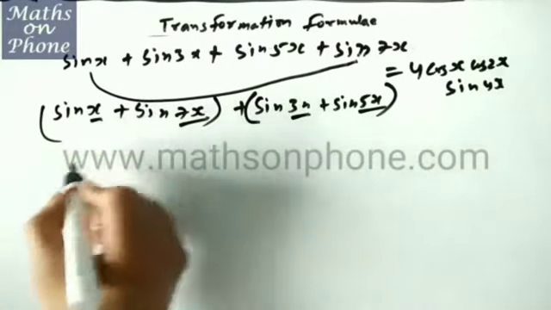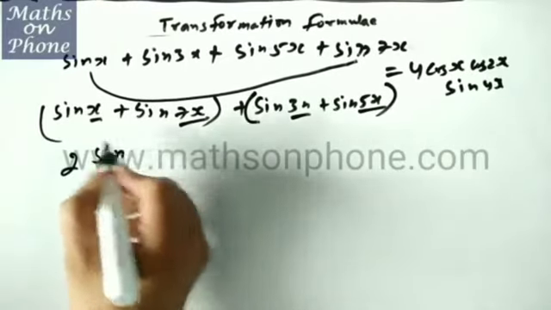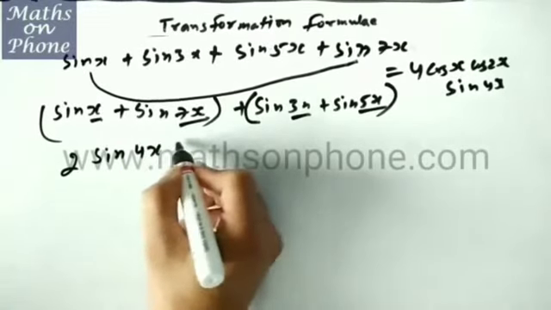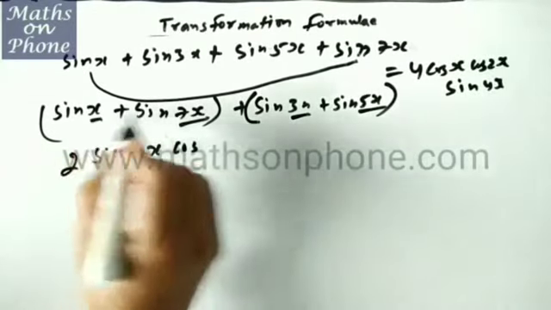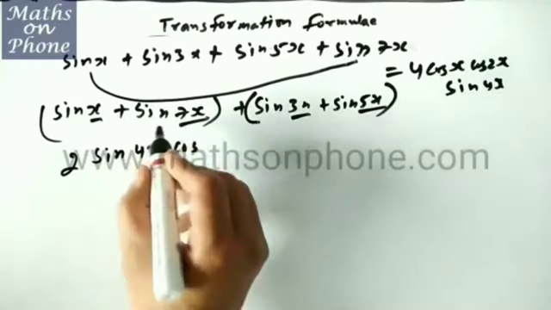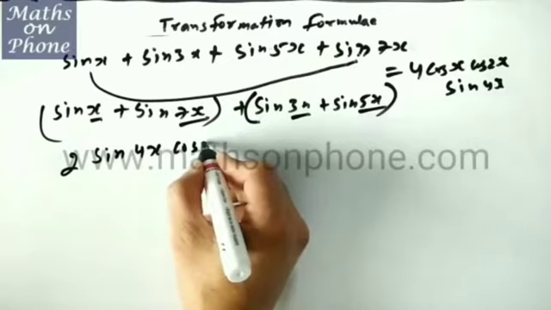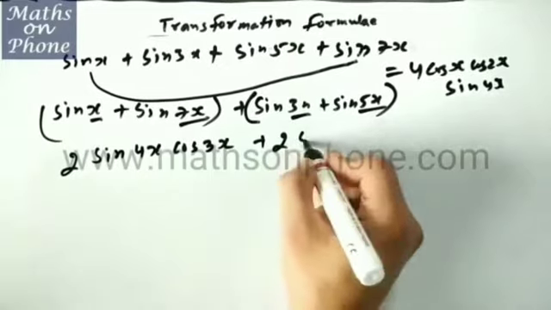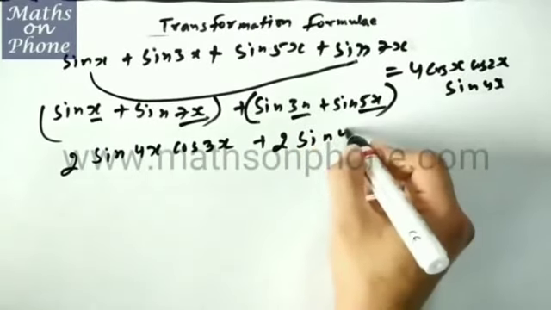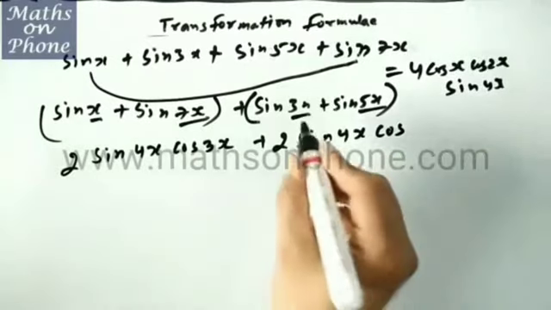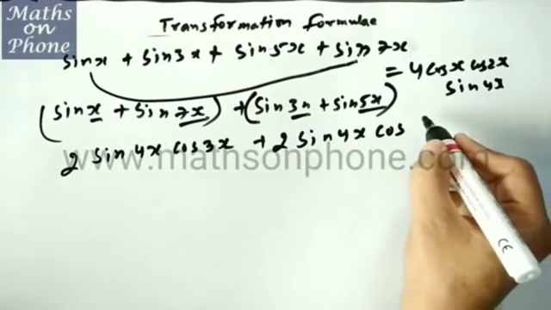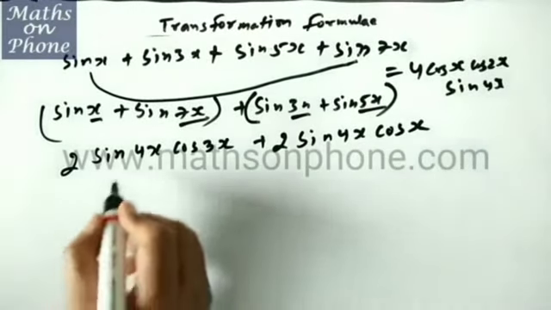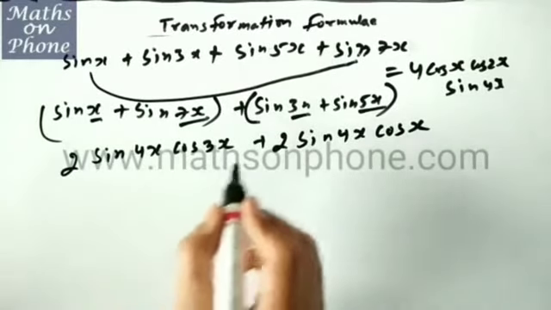Now we apply the formula sin C plus sin D. This is 2 sin (C plus D) by 2. That means (x plus 7x), 8x by 2, that is 4x, into cos (C minus D) by 2, (x minus 7x), minus 6x by 2, minus 3x, and cos of minus 3x is just cos 3x. Here, this is 2 sin (C plus D), 8x by 2, 4x, into cos (C minus D), 3x minus 5x, minus 2x by 2 is minus x, so just cos x, because cos of minus theta is just cos theta.